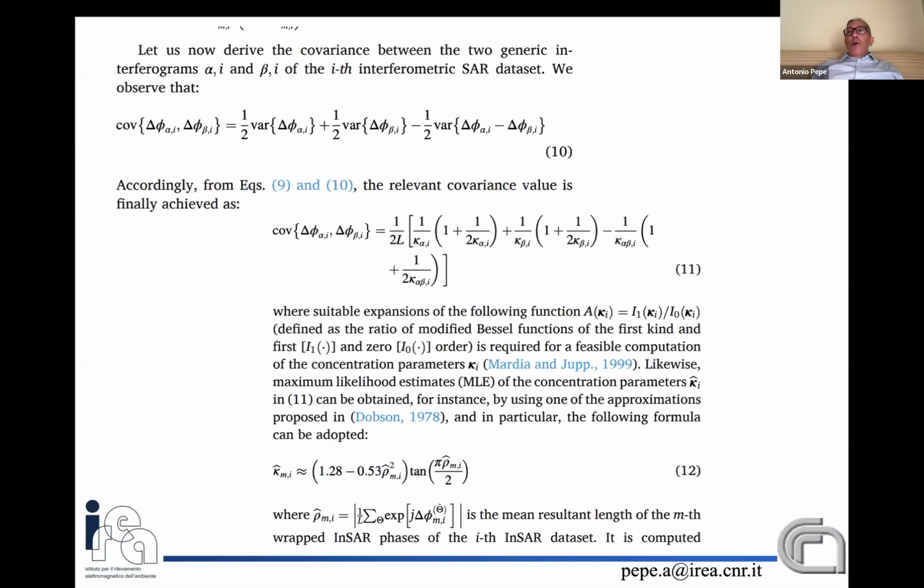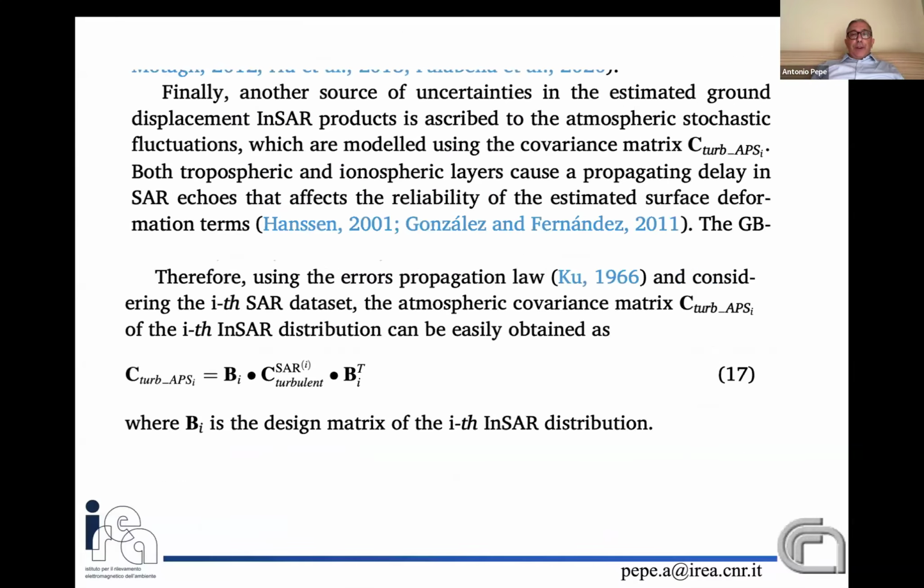I do not want to bother you with boring equations, but actually we have three different sources of noise. One source is related to the decorrelation, and we found a way to quantify it. Another source of noise was related to phase unwrapping errors, and we identified and quantified these errors. And finally, we quantified the errors introduced by the atmospheric phase screen.